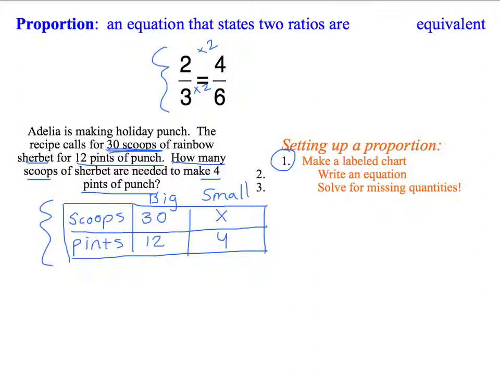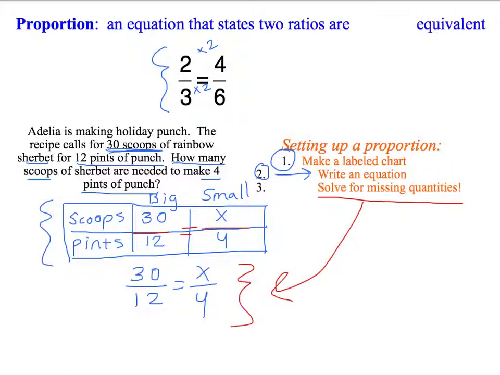So now that we've gone ahead and made a chart, our next step, which is step 2 over here, is to write an equation. So we can turn this into a proportion by saying 30 over 12 is equal to x over 4. All we did is create an equal sign here and turn these two parts into two equal ratios. The final step is to solve for missing quantities, and that's what we're going to learn to do on the next page.